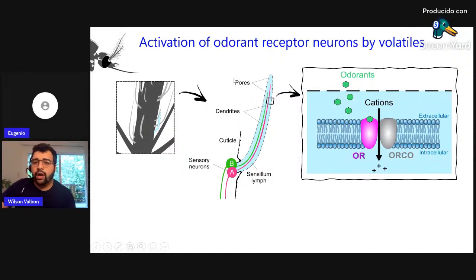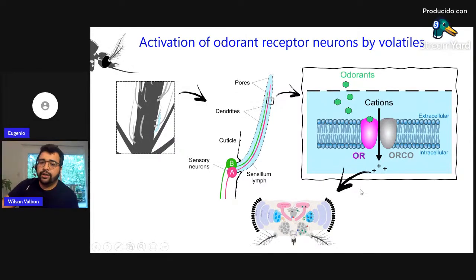And how does it work? Once the odorant binds here, we have an influx of cations inside the membrane, inside the cell. From outside to inside, we have an influx of cations. It can be sodium, potassium, or calcium. This depolarization of the internal part of the cell is going to lead to an action potential of that neuron, and this action potential is going to generate more action potentials, and this information is going to be sent to the brain.